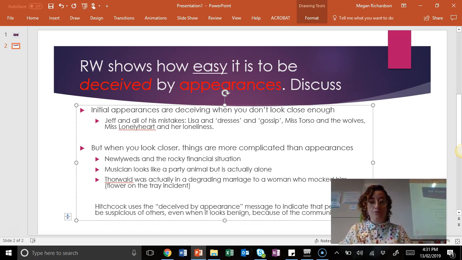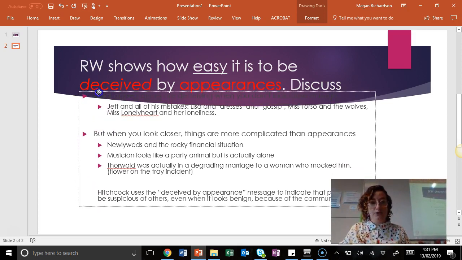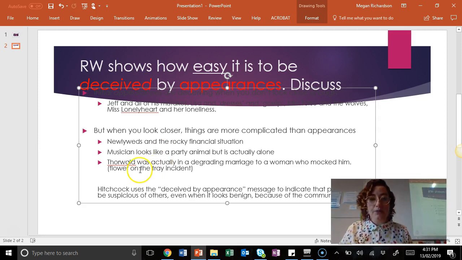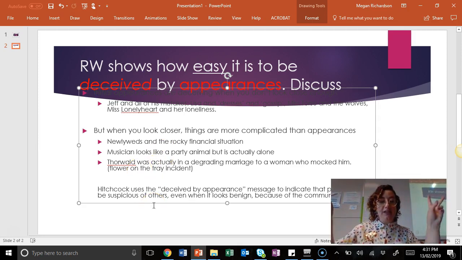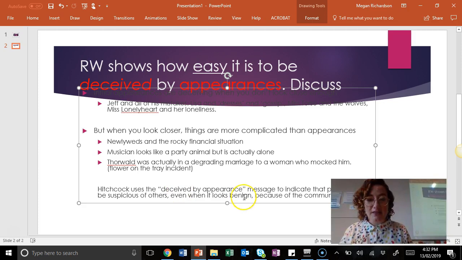At appearances, it looks like his wife has gone missing on holidays. Sorry, I'll just move this up so people can see it. Okay, so Hitchcock has used the deceived by appearance message to indicate that people should be suspicious of others even when it looks benign because of the communist threat. Excellent, I like that one.